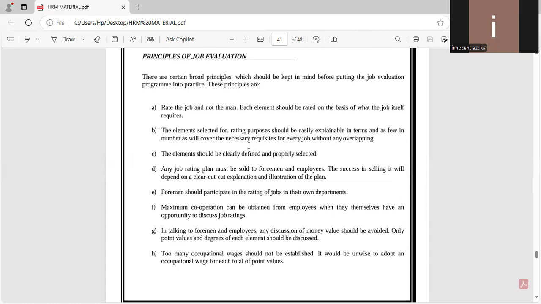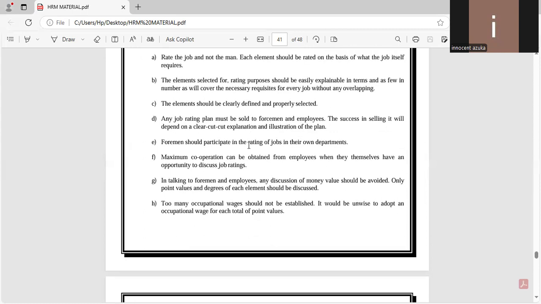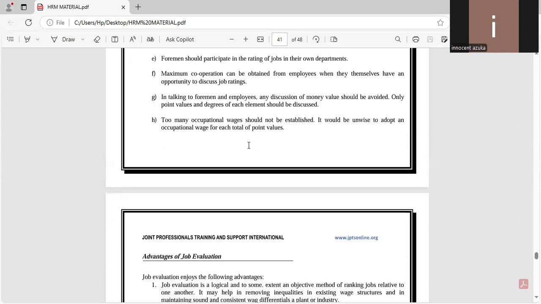Any job rating plan must be sold at first to foremen. So the foremen should participate in the rating of jobs in their various departments, and so on and so forth.